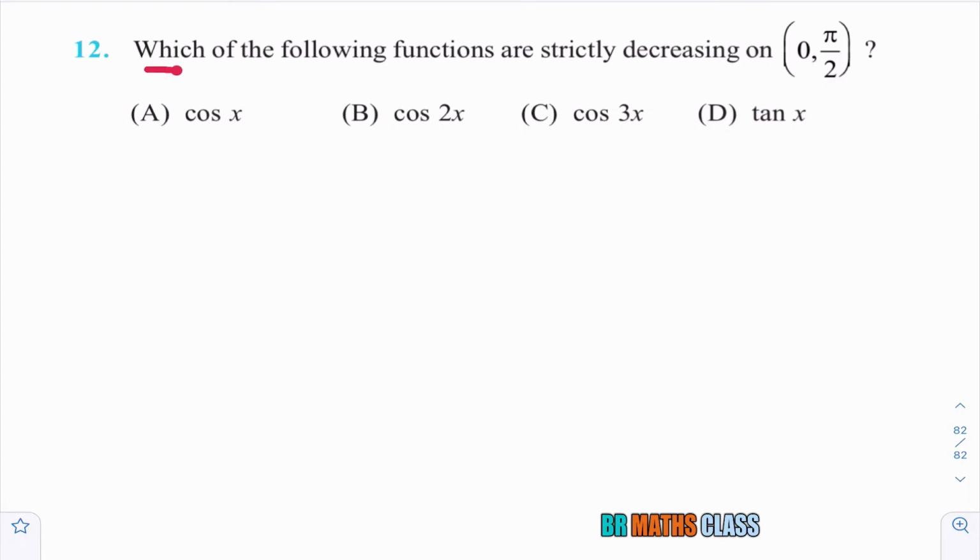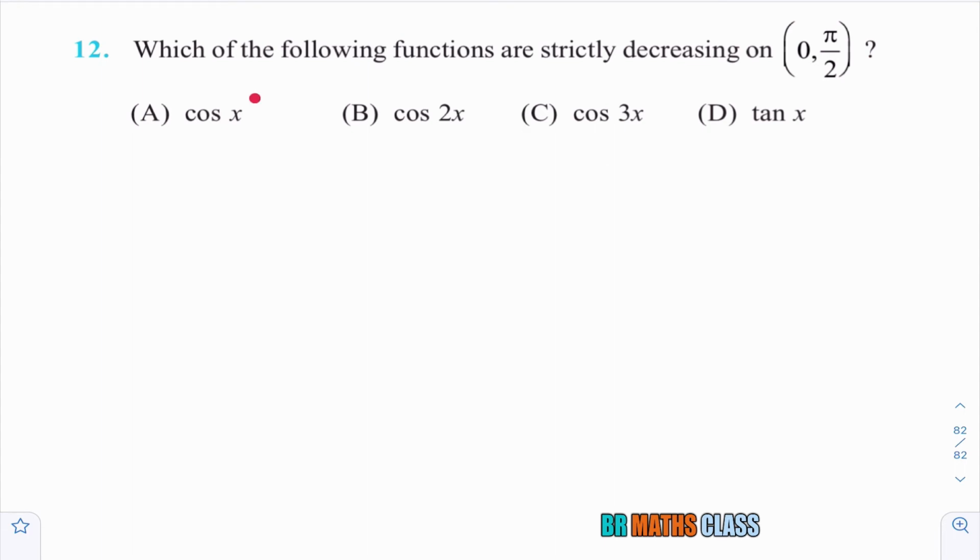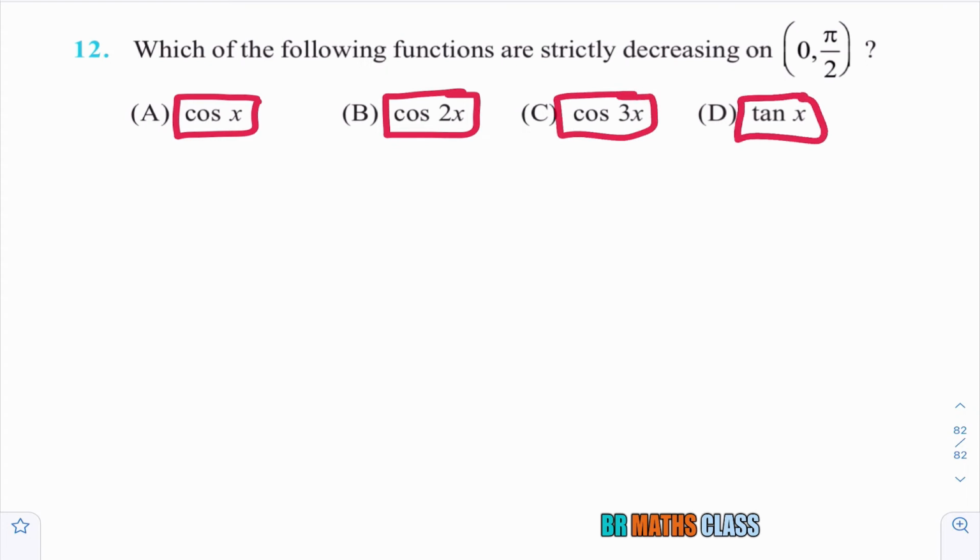Observe this question. Which of the following functions are strictly decreasing on the open interval 0, pi by 2? We know that when a function is strictly decreasing on this interval, then its derivative is strictly less than 0 when x belongs to this interval. Here they have given 4 functions. I'll differentiate all these 4 functions. Whichever function's derivative is strictly less than 0 in this interval, those functions are strictly decreasing on this interval.